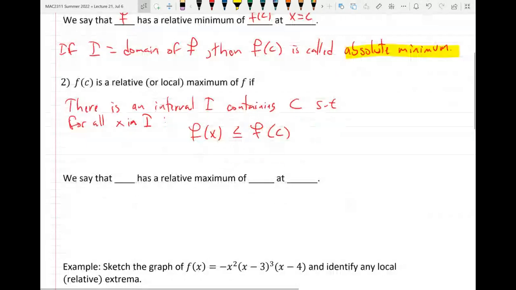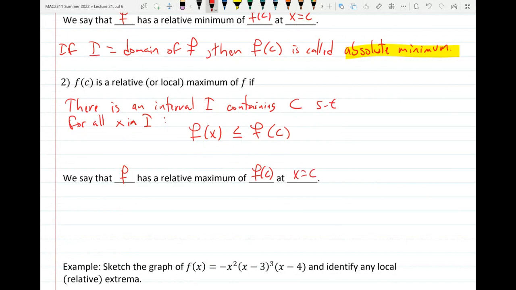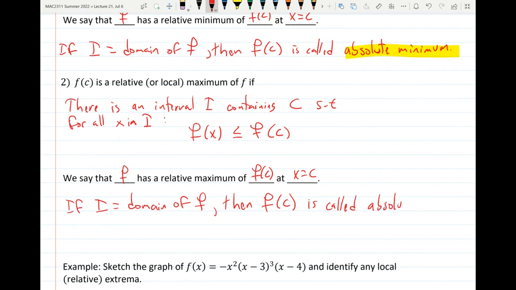It's a relative maximum. And we say that f has a relative maximum of f of c at x equals c. And again, if we can take the interval to be the entire domain, meaning no matter what you plug in, you will always get something less than or equal to f of c, so this is the highest point overall, we call it absolute maximum. So if I is the domain, then f of c is called absolute maximum.